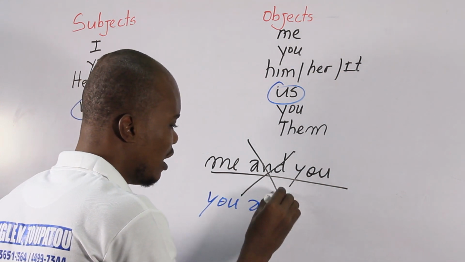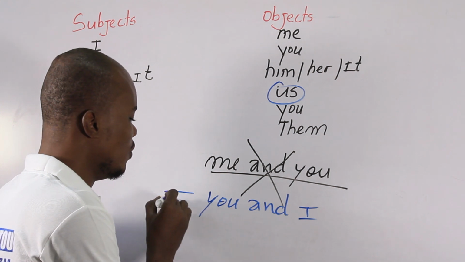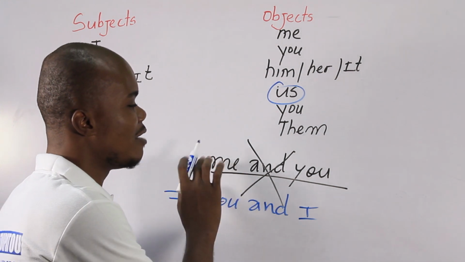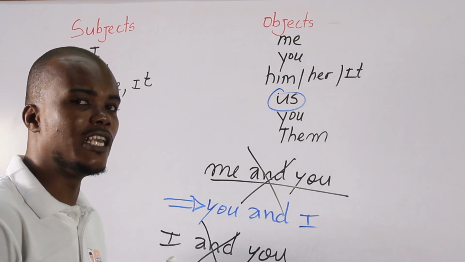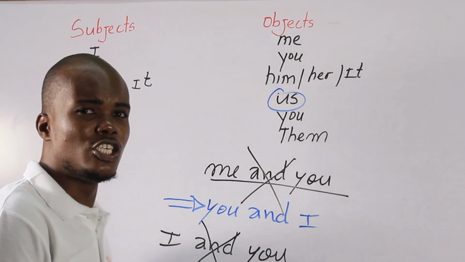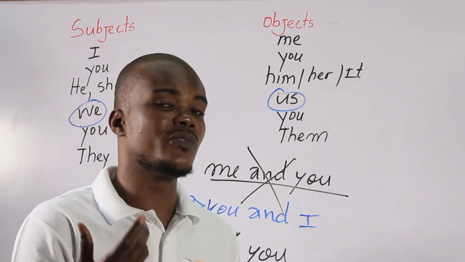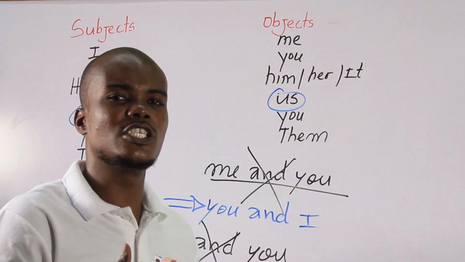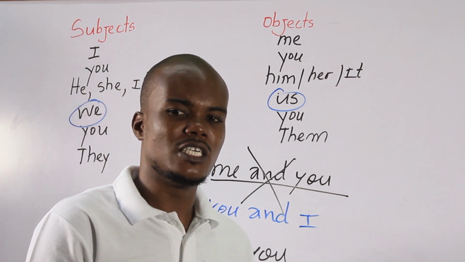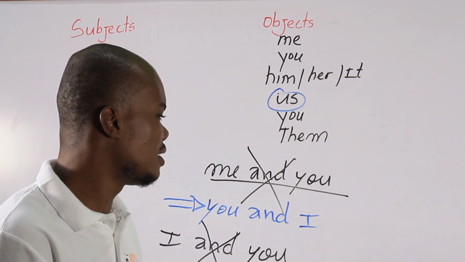You and I. This is the proper, correct way to say it. You and I is correct, but me and you is not correct. You have to say you and I. You and I should learn more English to progress.